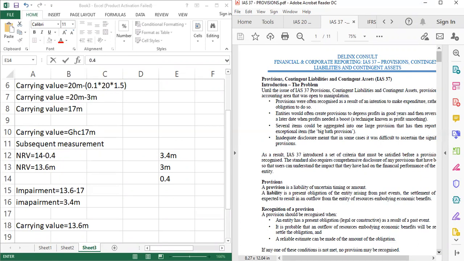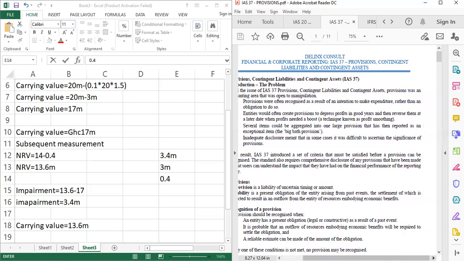It is probable that an outflow of resources embodying economic benefit will be required to settle the obligation. Okay, the dismantling cost. Yes, at the end of the concession period, you are going to pay people to dismantle the machine or bring the land back to its original position. So you are going to incur that particular cost, and there's an obligation for you to do that. The obligation can be legal, which is required by law, or it can be constructive.